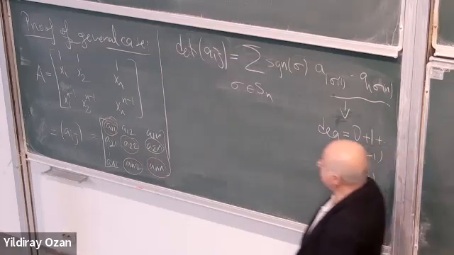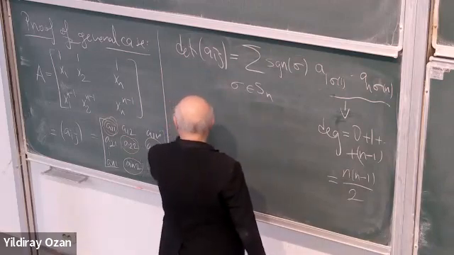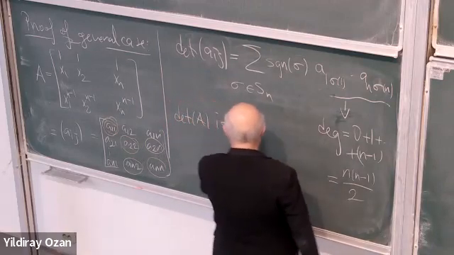Therefore, this determinant of n is a polynomial.